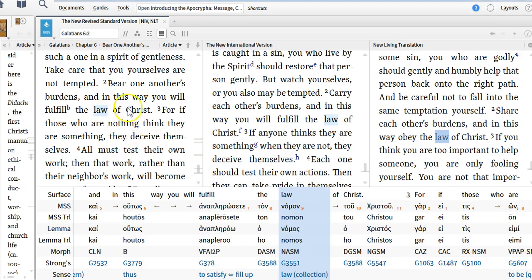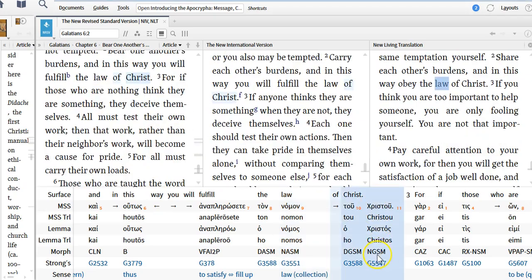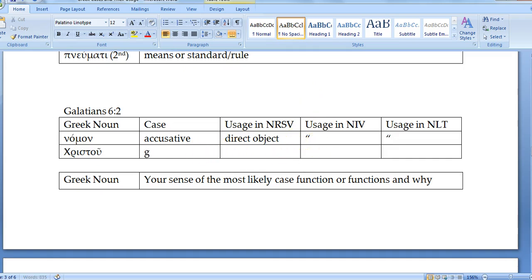Christ is a genitive noun, and is represented with the kind of formulaic representation of the genitive, the "of," in all three translations, which is actually very unusual for the NLT also to go with this. The law of Christ. So in all instances, we don't have all that much to go on in terms of direction from any of these translations.